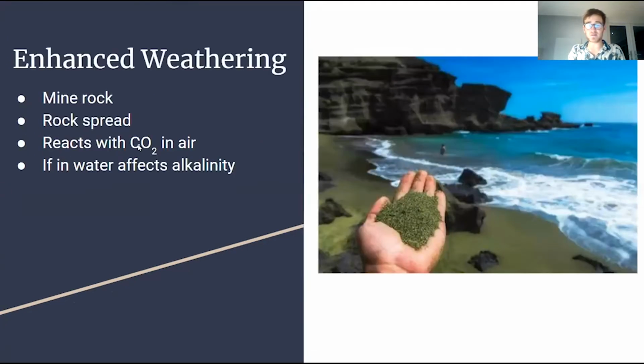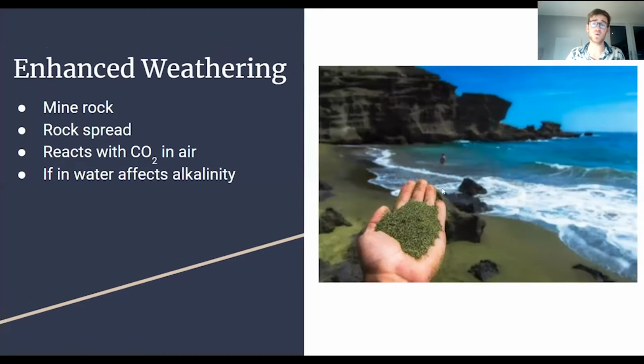So another proposal which I think people have been getting quite excited about recently is enhanced weathering. You mine a rock, often a rock called olivine and sometimes basalt, although olivine is more effective. You spread this rock somewhere. Often you spread it on beaches, as you can see in this example, or you spread it on cropland, or it can be put in these kind of, they call them reactors, which are often again on the sea, but are slightly different conceptions of where you spread it. There's many different ways you can do enhanced weathering.